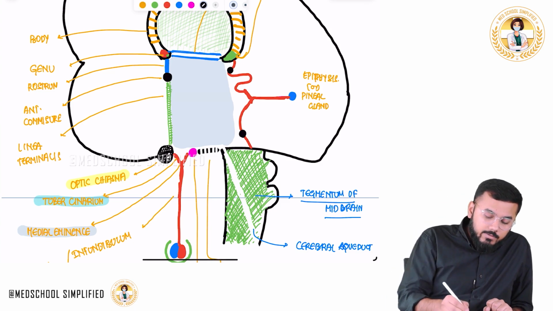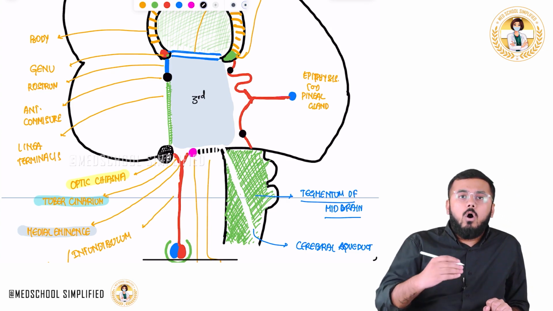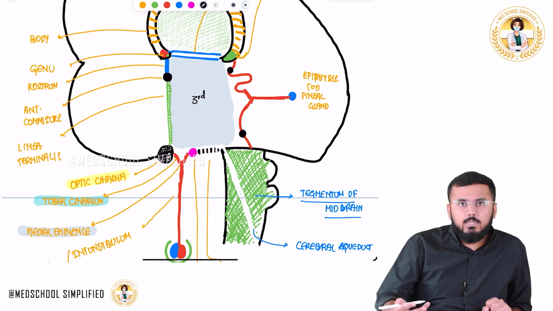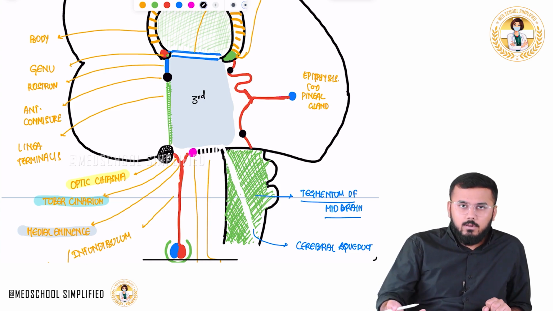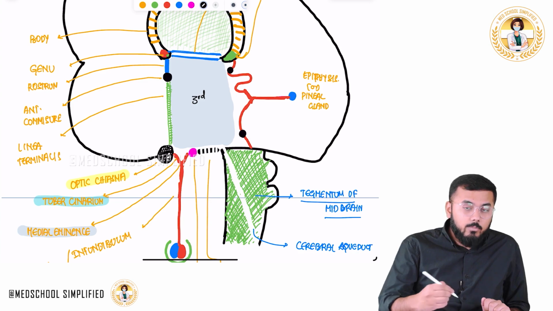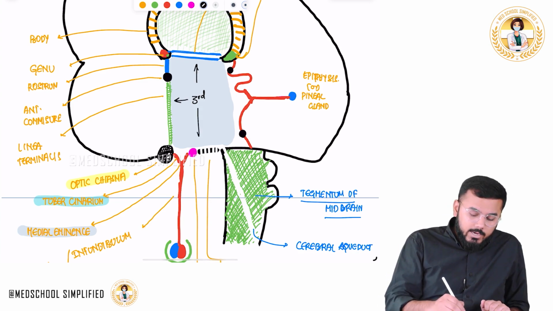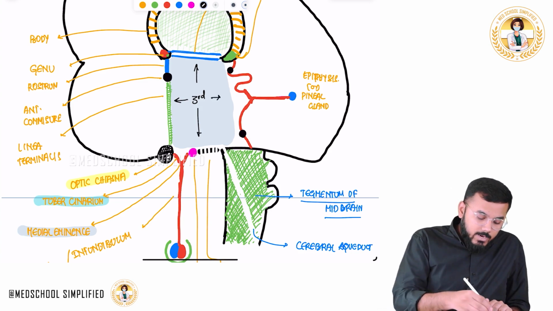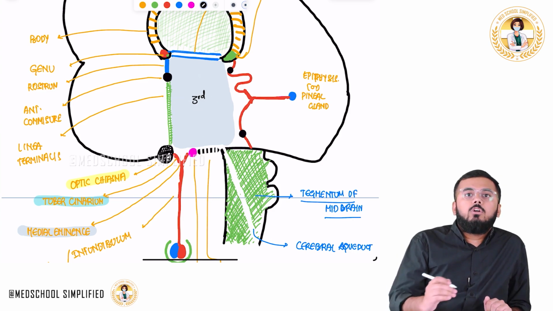So this third ventricle over here, or you can also call it the cavity of the diencephalon. The cavity of the diencephalon is your third ventricle. Okay, so this third ventricle of the diencephalon has how many walls? It has a roof, an anterior wall, a floor, and a posterior wall.